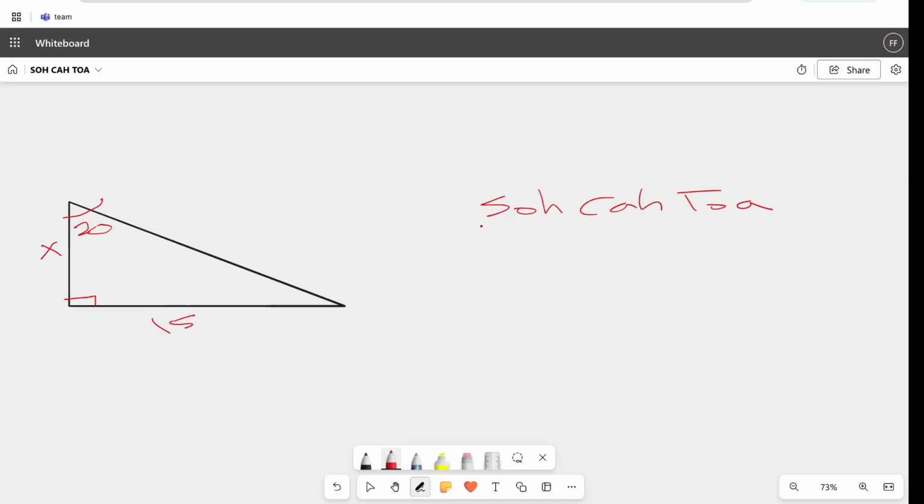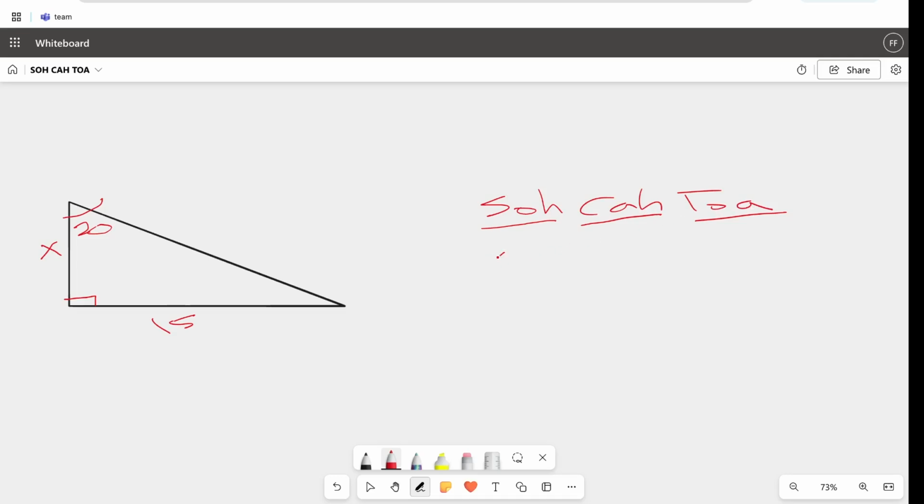So which one do you think we should use? This one, or this one, or this one? We have the opposite side, as we know, because it's the one facing the acute angle. But this one involves the hypotenuse, which we don't have, so we would have two unknowns. Let's see this one. This one also involves the hypotenuse, which we don't have. Now let's see this one. Tangent of the angle is opposite, which we have, over the adjacent, which we are looking for, right?